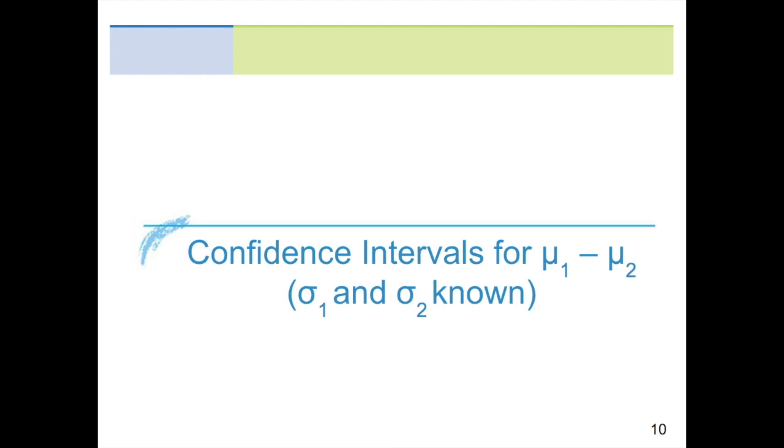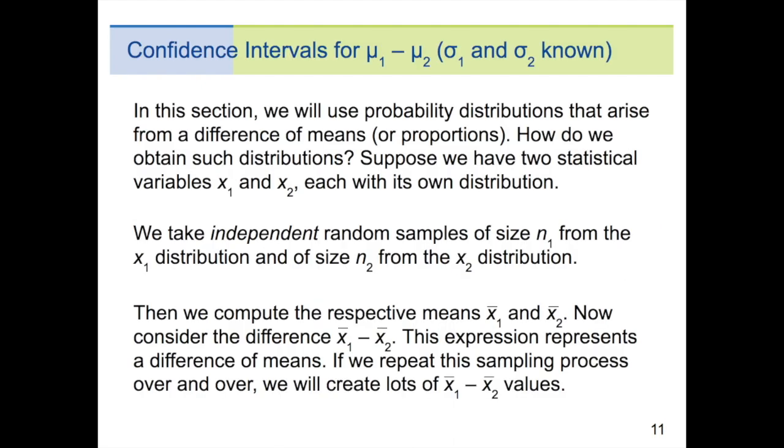Confidence intervals for mu sub 1 minus mu sub 2 when sigma sub 1 and sigma sub 2 are known. In this section, we will use probability distributions that arise from a difference of means or proportions. How do we obtain such distributions?